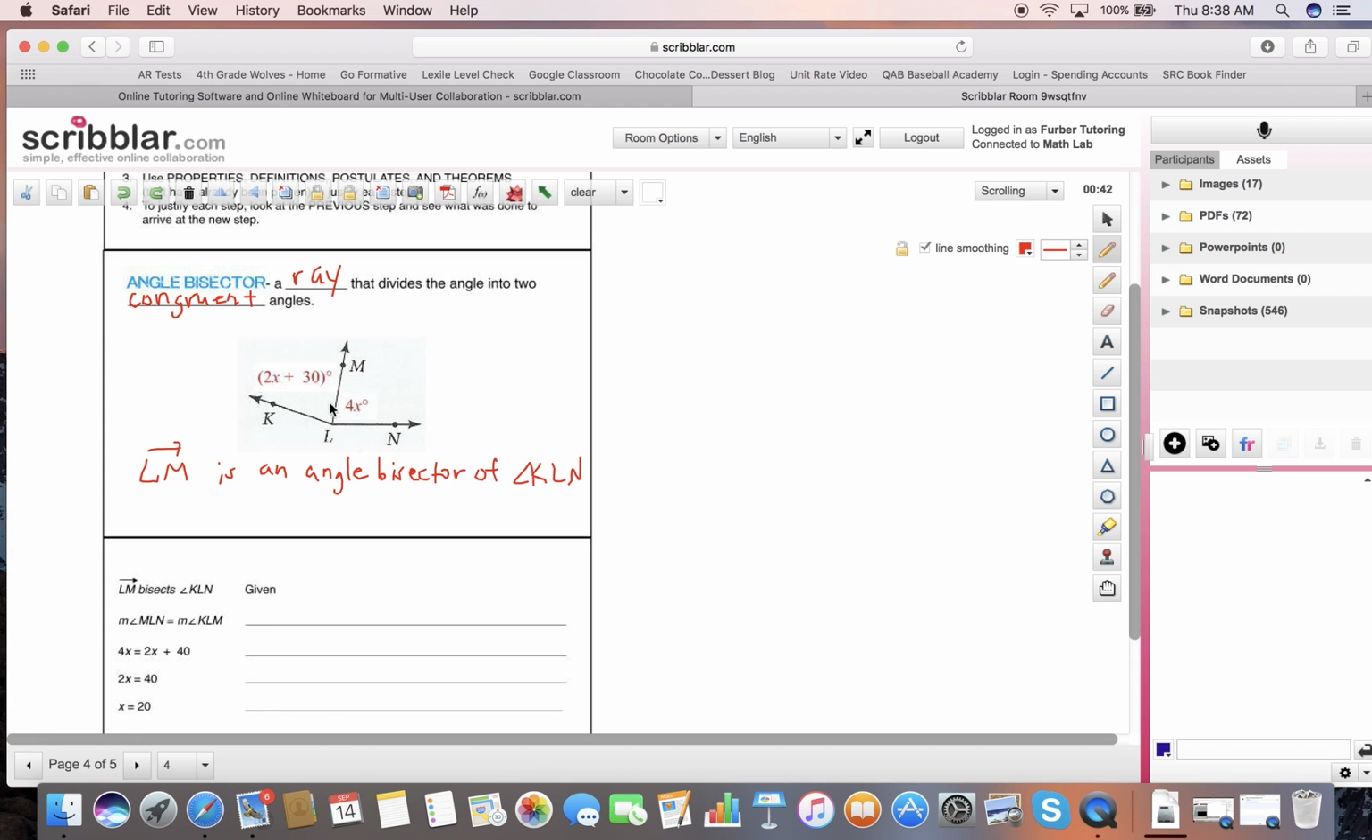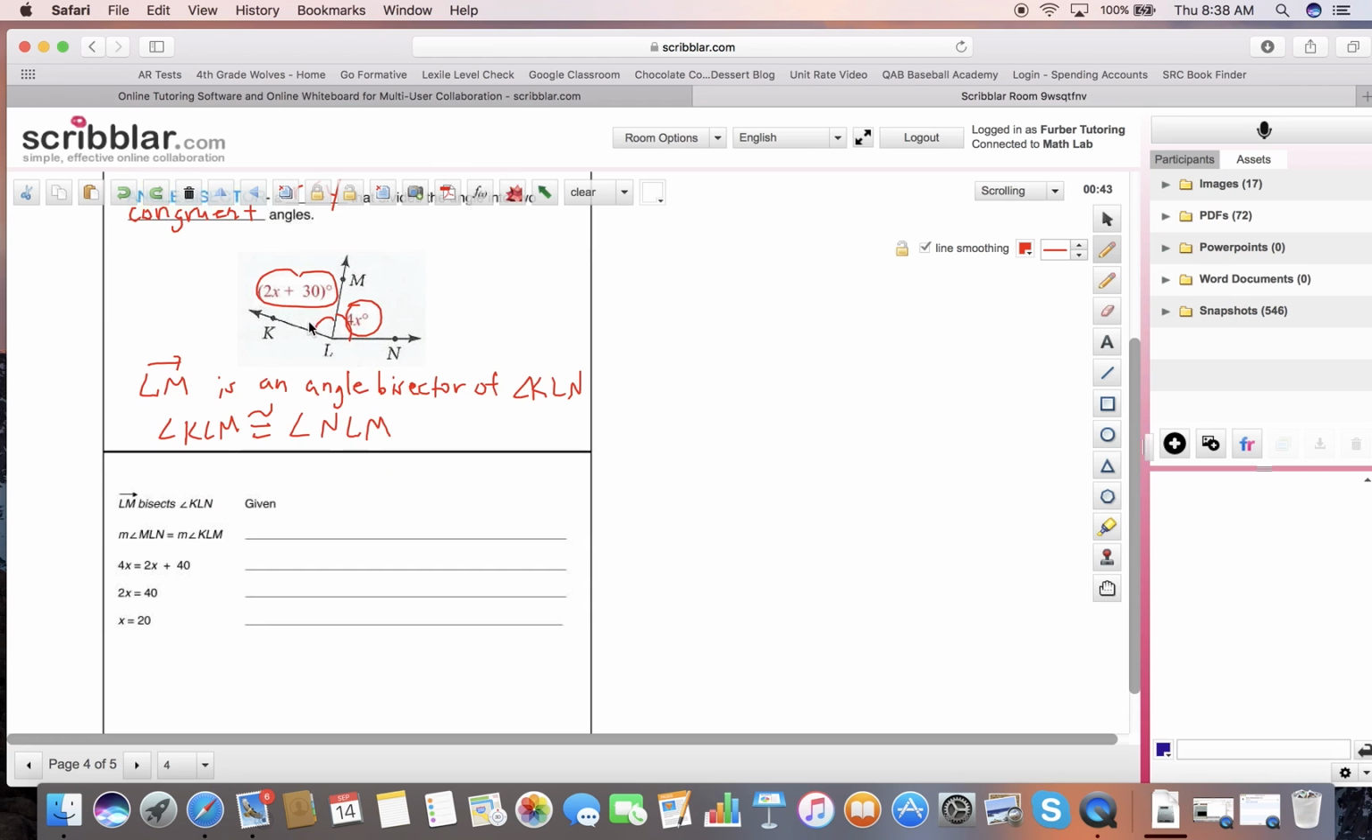Okay, so then what that means is that this angle and this angle are congruent. Angle KLM, it's this angle here, is congruent to angle NLM. That's going to help me, because knowing that this is an angle bisector is going to allow me to set these equations up now. I'm told that this angle and this angle must be congruent because they were formed from an angle bisector. That's what it says right here. Anytime you see the word bisect, bisect means cuts it in half equally. So ray LM bisects angle KLN. That's the given information that we're told.